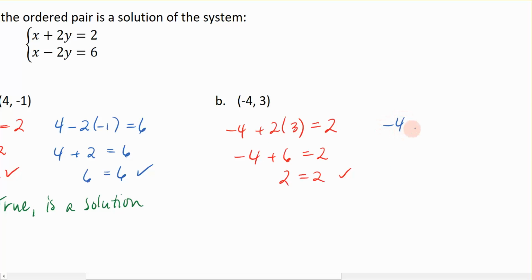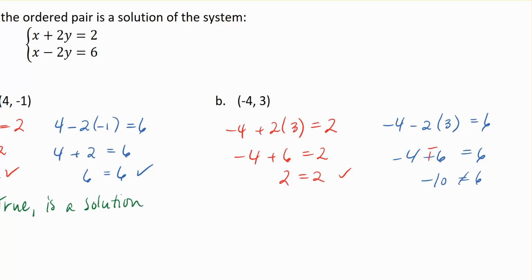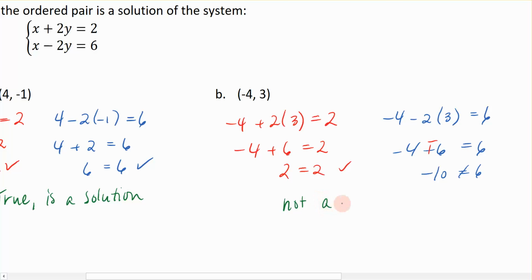So this is negative 4 minus 2 times 3 equals 6. So negative 4 minus 6. Negative 4 minus 6 equals 6. So that's got to be, let's do our integer addition, and that gives me negative 10, which does not equal 6. So this part fails. Although it was a solution to the first equation, in other words, it made the first equation true, that ordered pair did not make the second equation true. So this is not a solution.